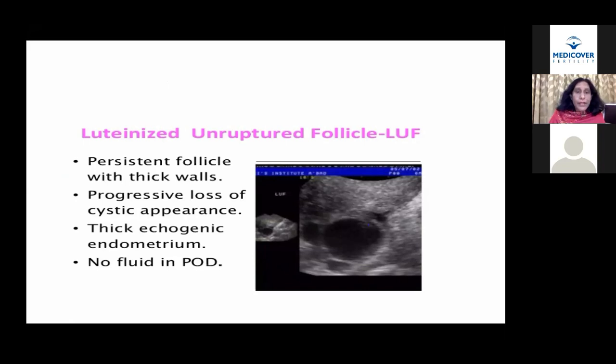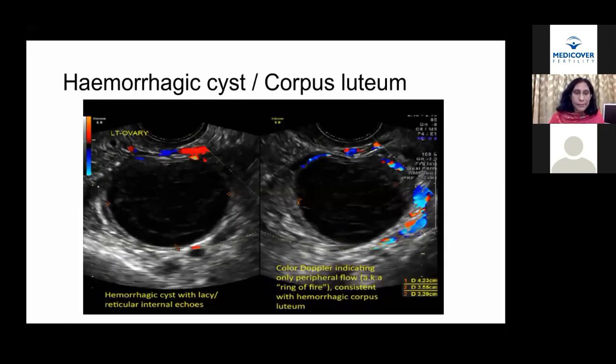But rarely there is no rupture, and that's a condition called luteinized unruptured follicle, where the persistent follicle has thick walls, there is a progressive loss of cystic appearance, and a thick echogenic endometrium. You will not find any fluid in the pouch of Douglas because the follicle hasn't ruptured, so the fluid has not gone into the pouch of Douglas.